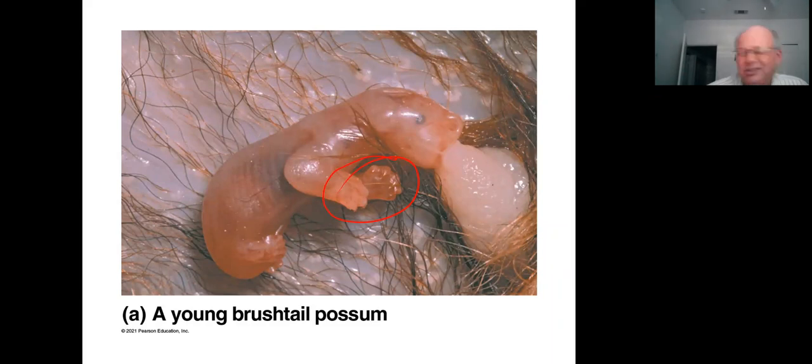Ultimately, about 6 months post-birth, for most marsupials, the young start to spend most of their time out of the pouch, either alongside the mother or clinging to the mother's back, depending on the type of marsupials that we're talking about.